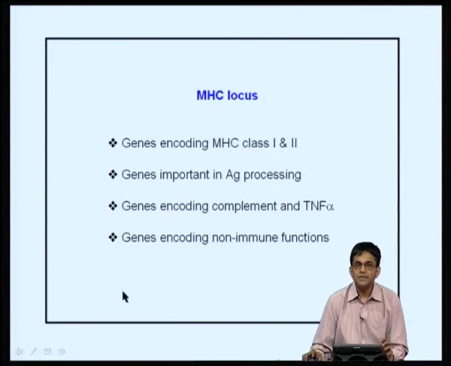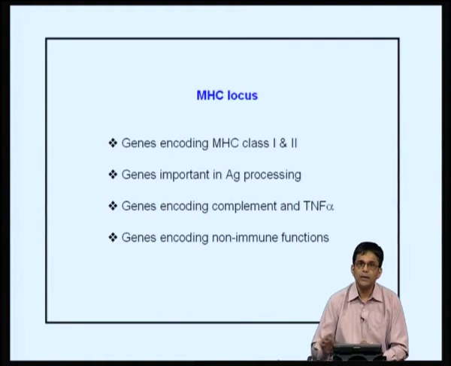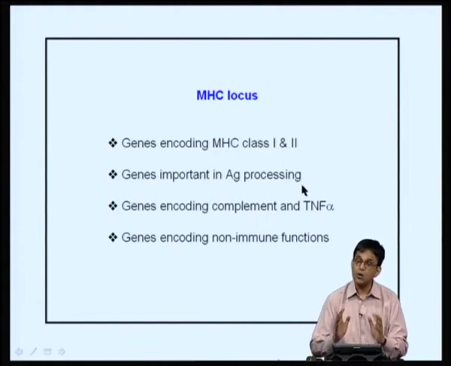Now, the MHC loci have different types of genes. I have been talking mainly about class 1 and class 2 molecules in the MHC, but I do not want to give the impression that these are the only genes present in the MHC. You have the genes encoding MHC class 1 and class 2. You have genes that are important in antigen processing, which we will see in the next two lectures, for both MHC class 1 and class 2. The genes important for antigen processing are also present in the MHC.